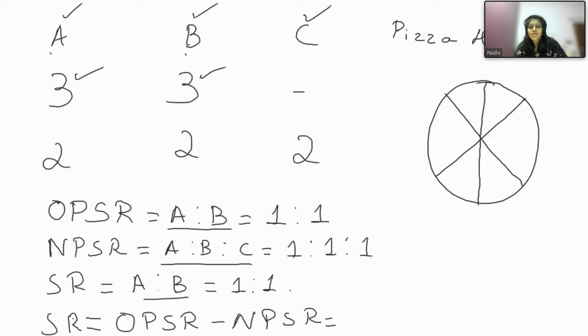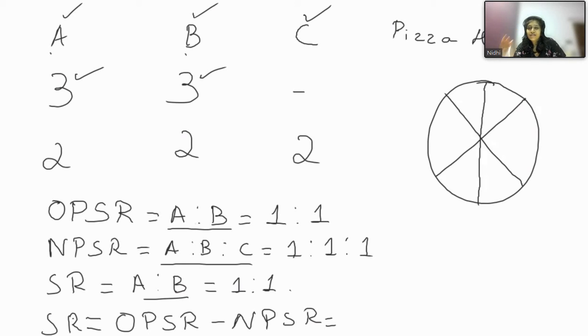How did you find 1:1? Because we know how much they've sacrificed in terms of the slice. But if we want to actually calculate, then what is the formula that we'll use? Old profit sharing ratio minus new profit sharing ratio, and we will find out the sacrificing ratio. This sacrificing ratio must be calculated independently. For A, we need to calculate separately, and for B, we need to calculate separately.